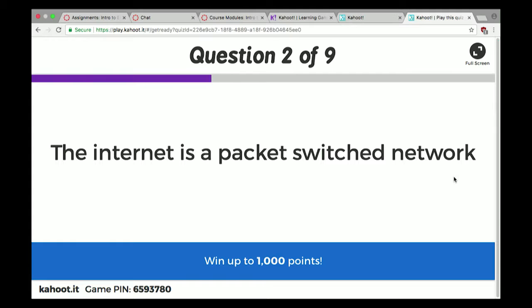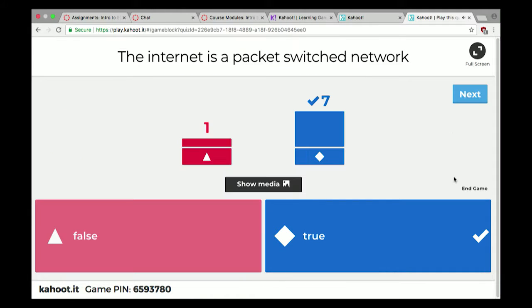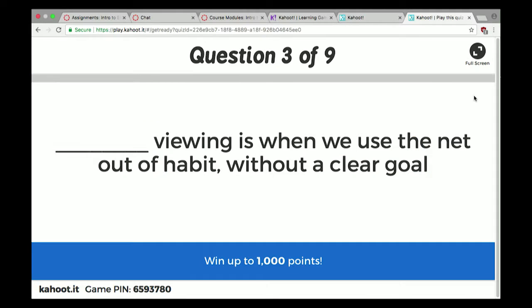The internet is a packet switched network. True or false? All right, good job, folks. 7 people got it right. Only 1 person not. So yeah, remember, any information that's going to cross the network is going to be split up into packets. That way, it can move most effectively through the internet. It can take whatever route is the fastest, and then the packets get reassembled back at the client that kind of called for all that content. Cool.